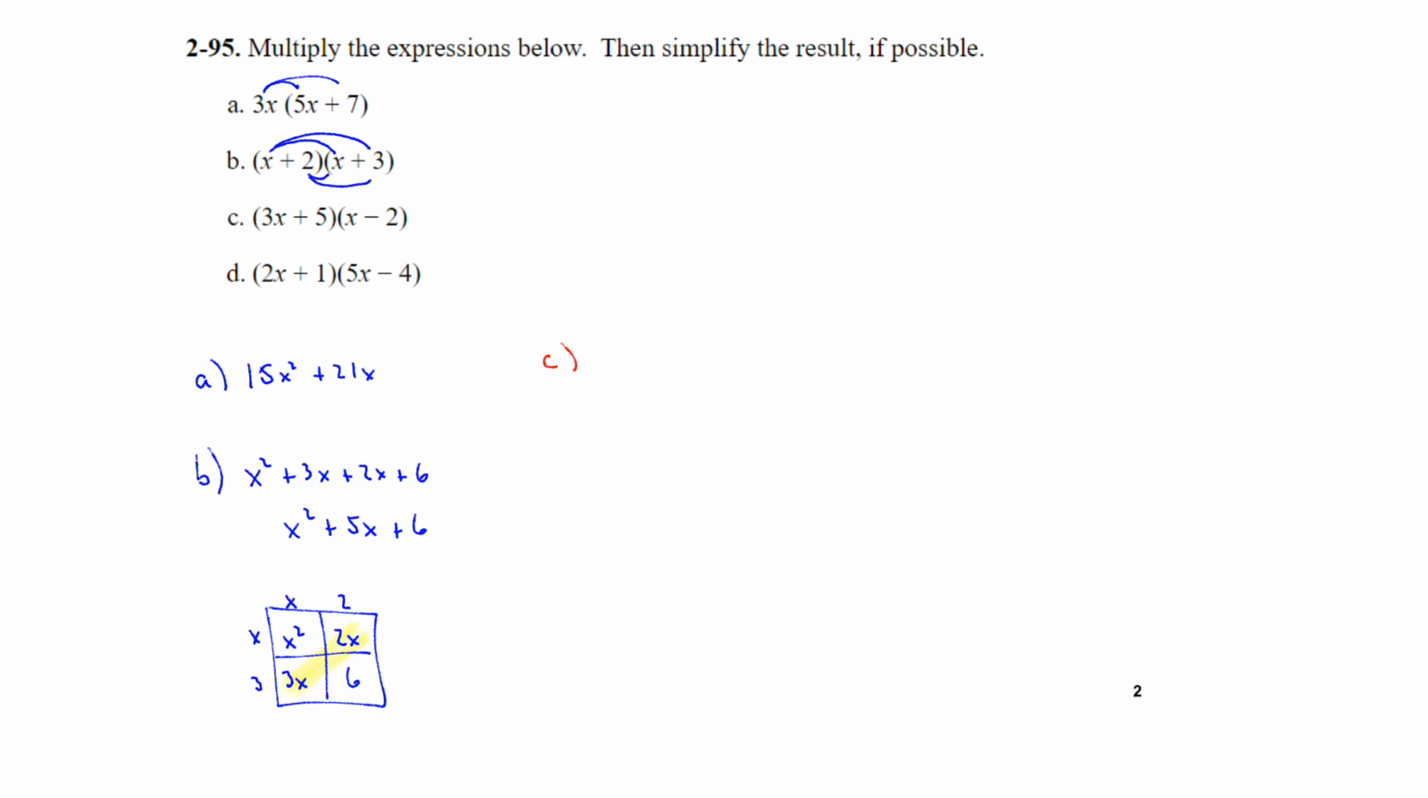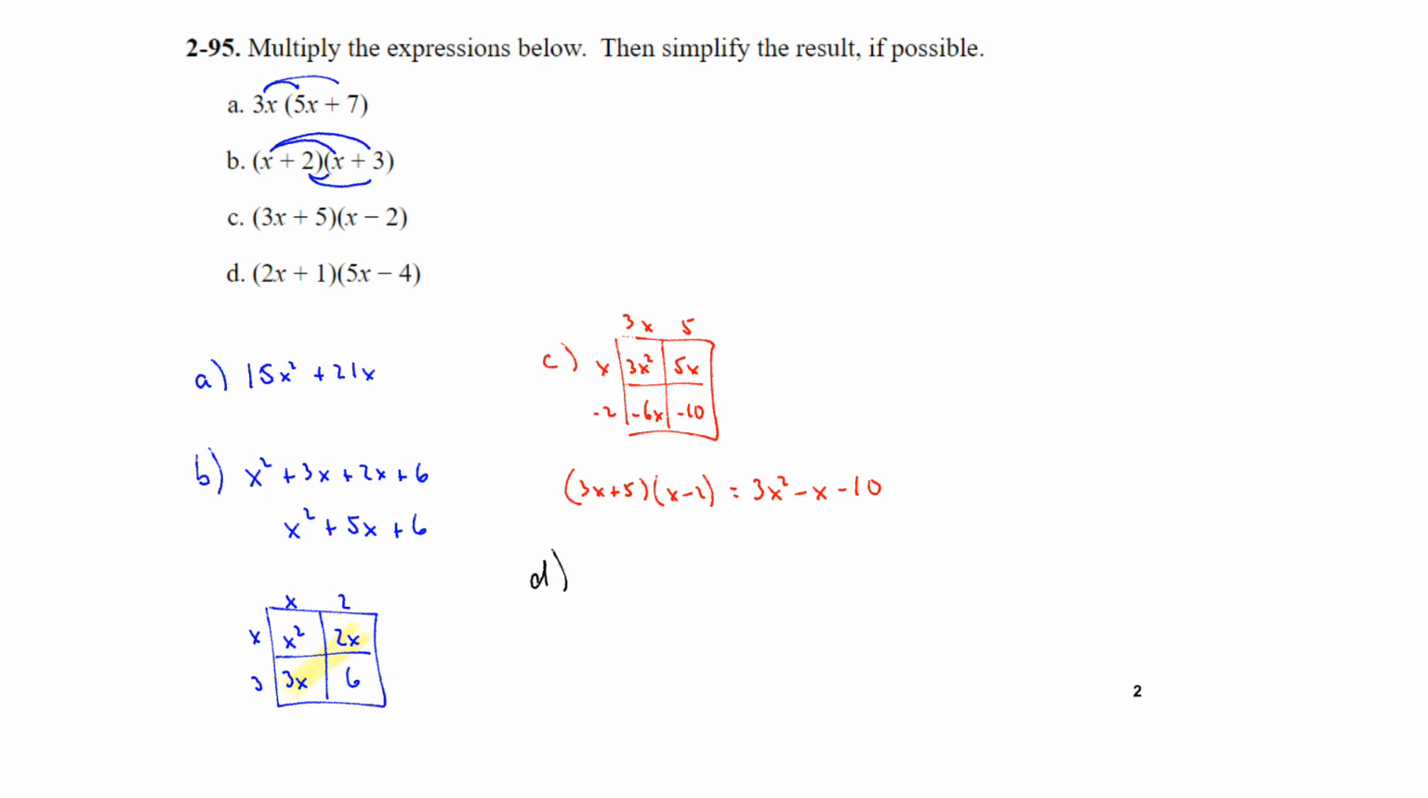Part C, same thing. I'll just go ahead and use the generic rectangle on this one to start. So this will be 3x plus 5 and x minus 2. So this will give a 3x squared, 5x, negative 6x, and negative 10. So therefore, 3x plus 5 times x minus 2 is equal to 3x squared minus x minus 10.